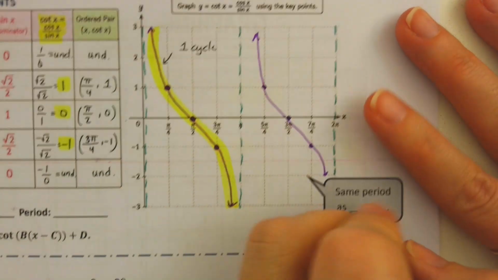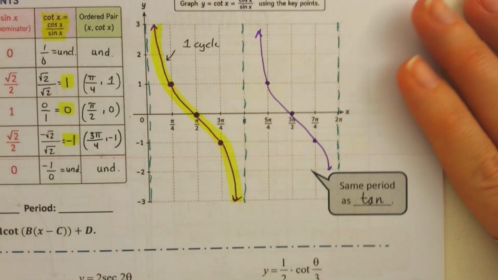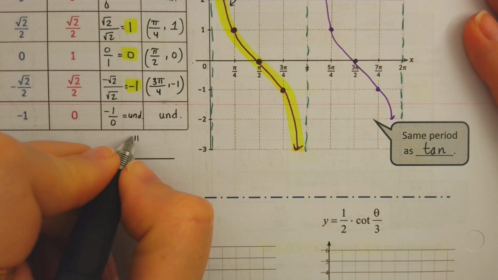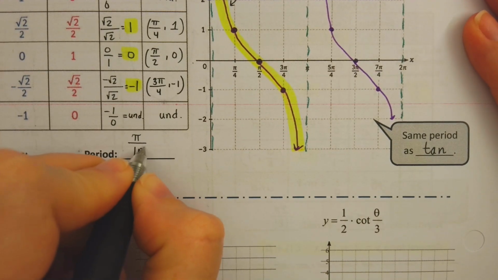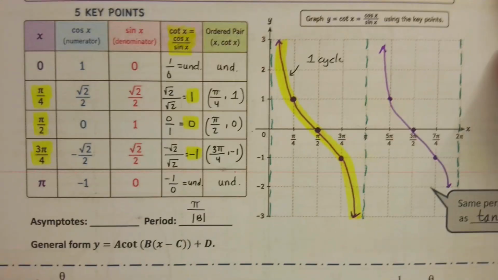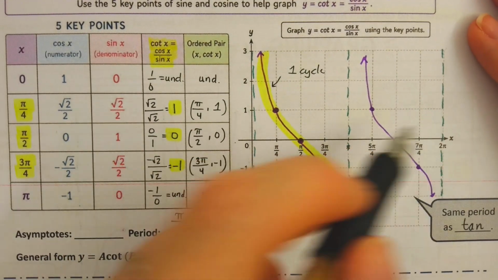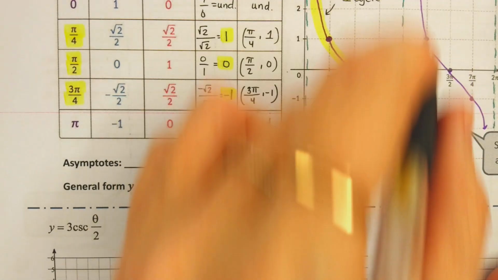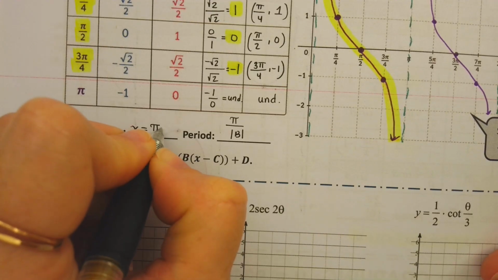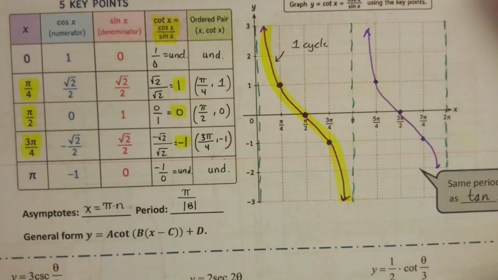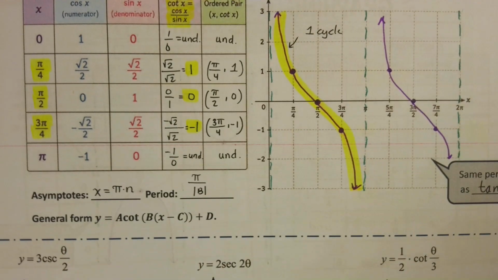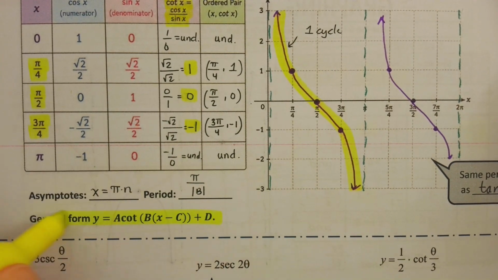Same period as tangent. So how would we calculate the period? Pi over absolute value of b, right? Okay. The asymptotes, the first one is at 0, so we don't need to write it down, but how often do they show up? Every pi. Not every pi over 2, every pi we have another asymptote. So you would just say x equals pi times n, just representing integers. 1, 2, 3, etc. We have our general form down here.